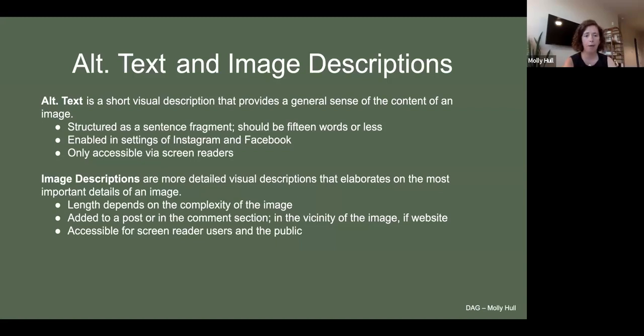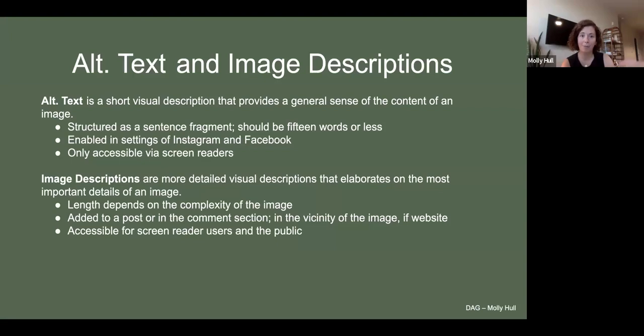Image descriptions are more detailed visual descriptions that elaborate on the most important details of an image. They vary in length depending on the complexity of the image, and it can be added to a post or it can be in a comment section as long as it's in the vicinity.